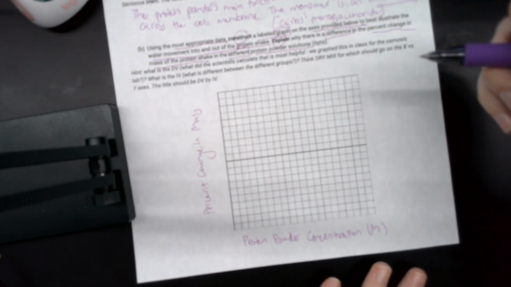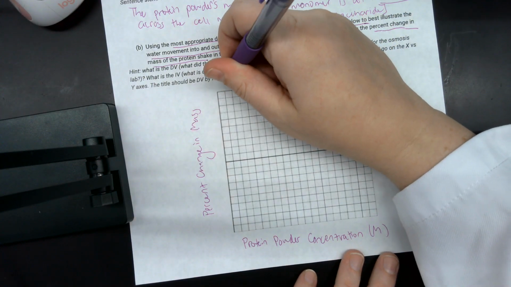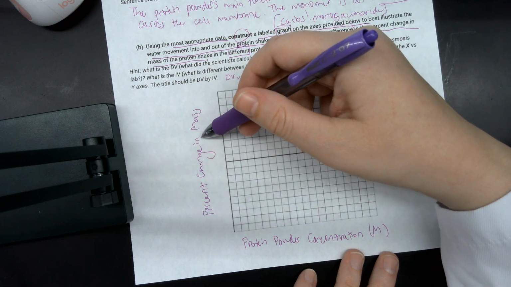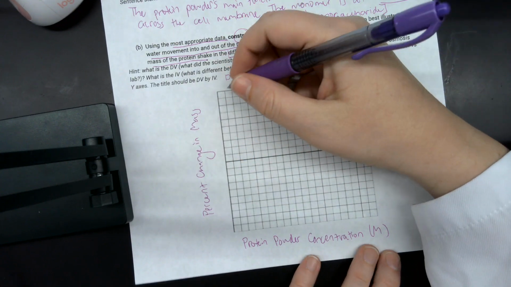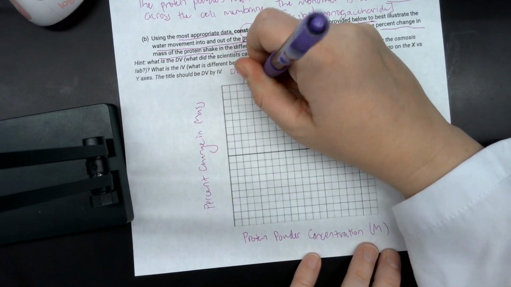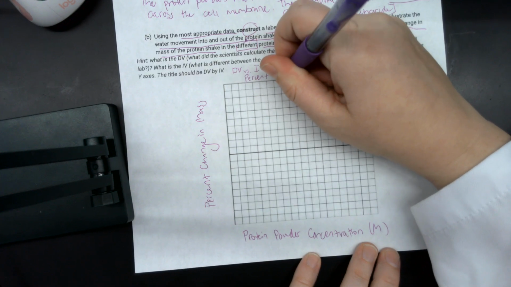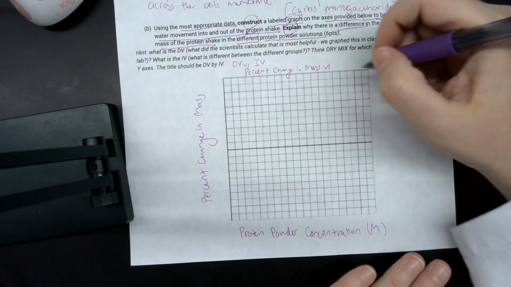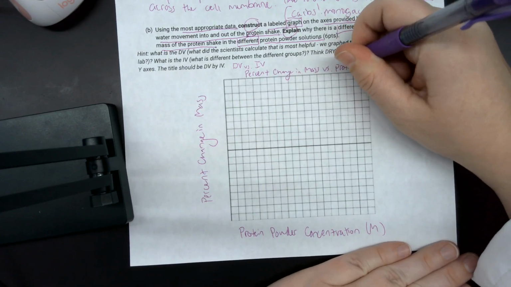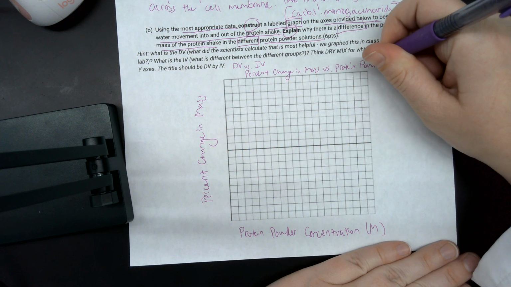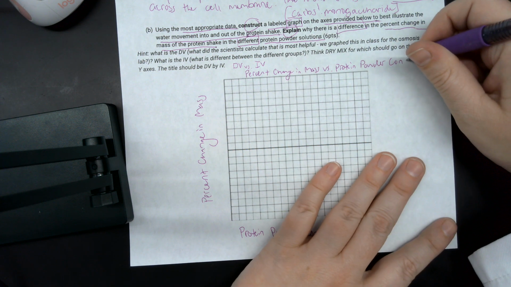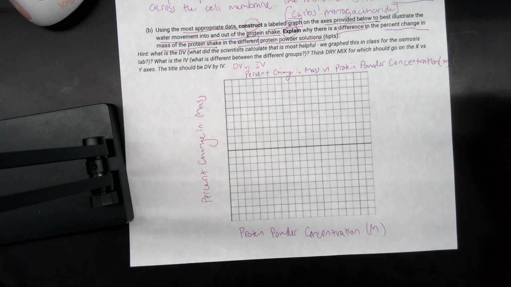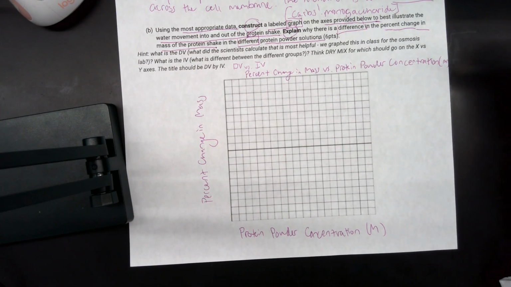And our title is always DV versus IV, but we don't write that here. We write what our DV is and what our IV is. So we have percent change in mass versus protein powder concentration. And again, include the units if they're provided, in molar.